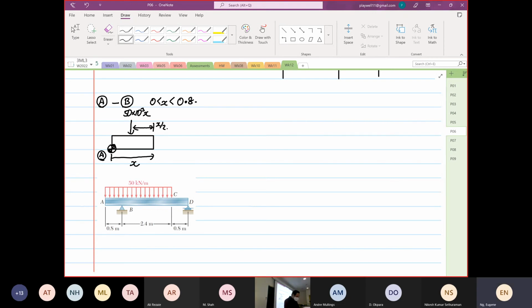And then from here, we are going to assume positive shear, positive bending moment. Why? Because our analysis is from this direction. So our analysis is from where? Left to right. So now we do static analysis.